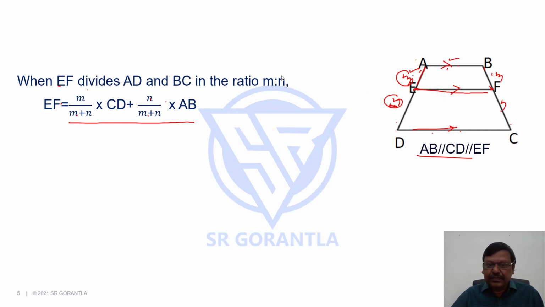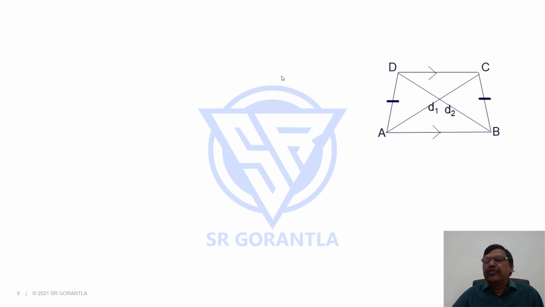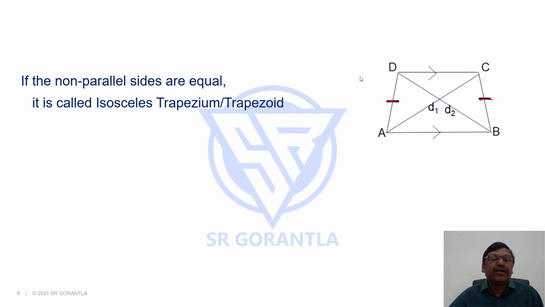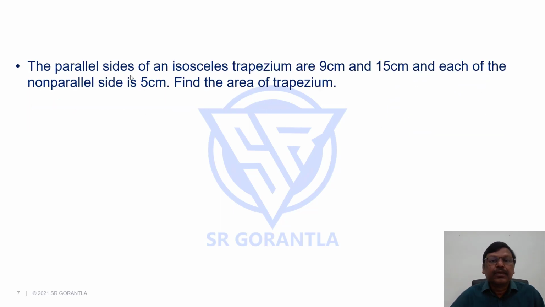Right? Next. If you look at this particular trapezium, these two non-parallel sides AD and BC are equal. If the non-parallel sides are equal, such a trapezium is called an isosceles trapezium or isosceles trapezoid. Right? So these are few important points on trapezium. We'll apply them and now answer a few questions.